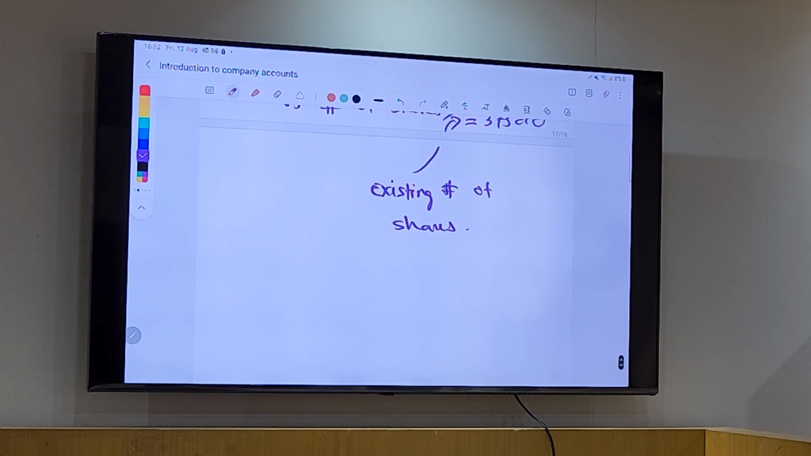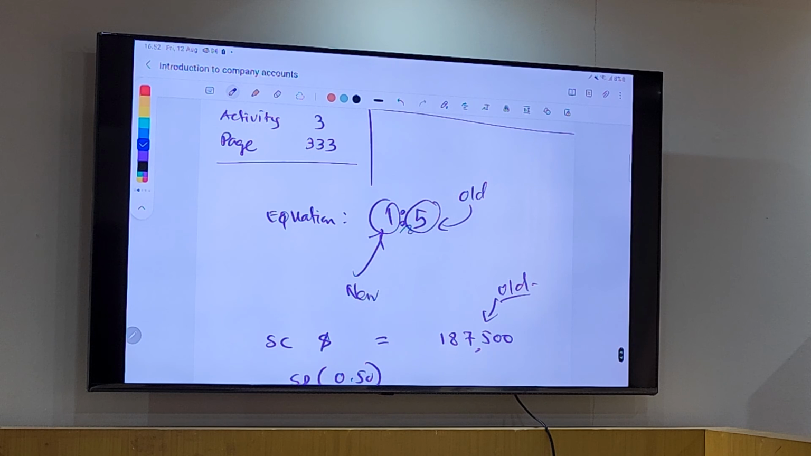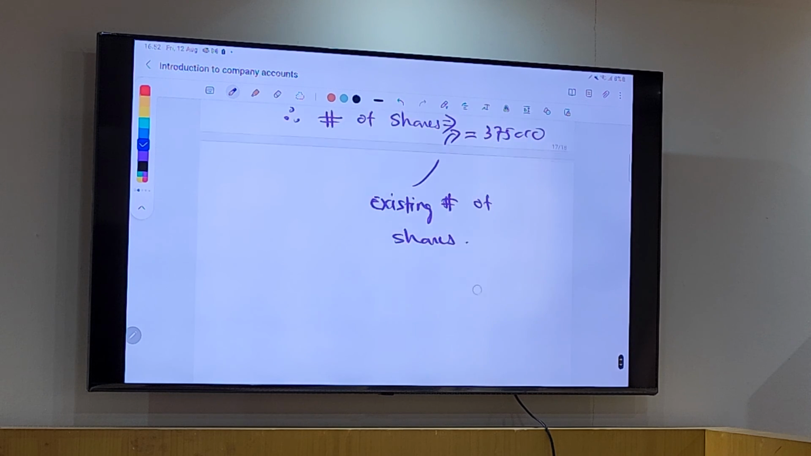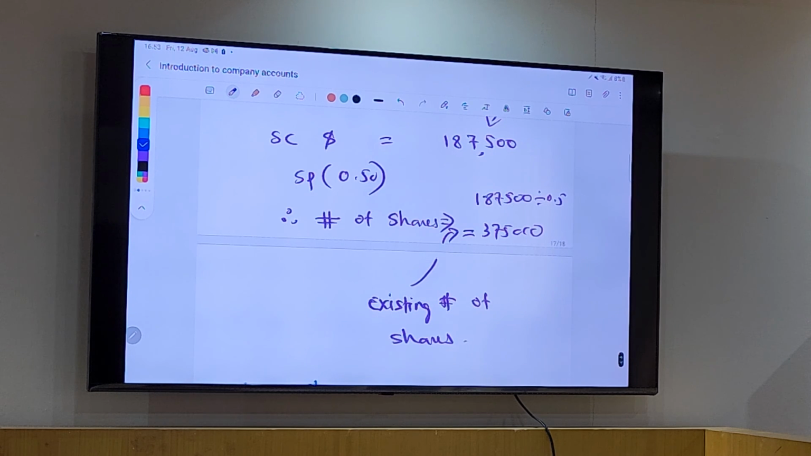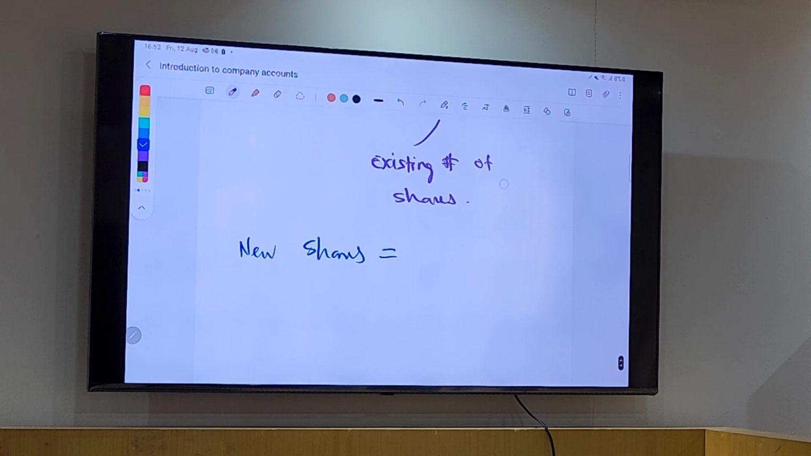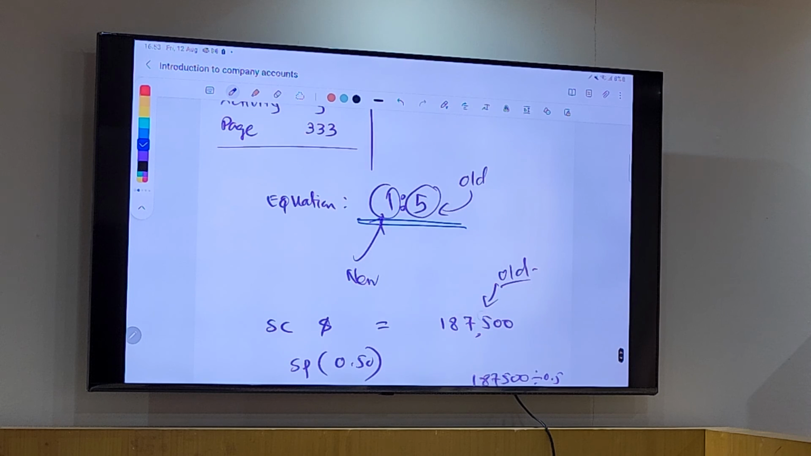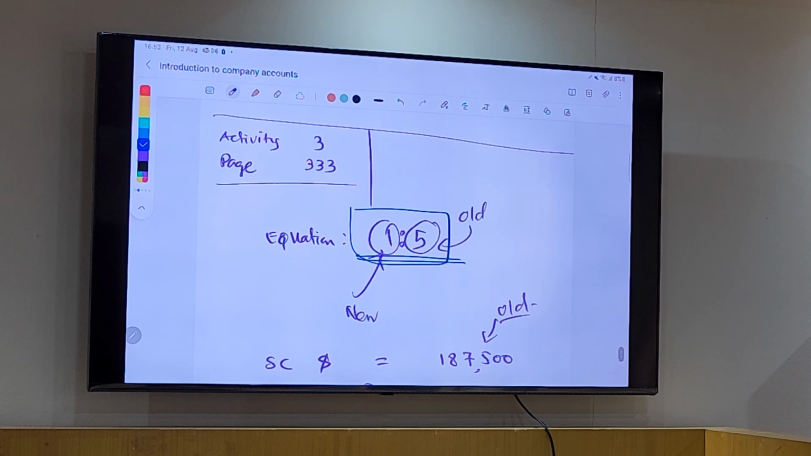Now we know the equation, so we have to calculate how many new shares. What must I do, Yasir? We'll divide this, which number? 375,000 divided by what? Divide by 5. Why 5? Because my equation is like this. Suppose my equation is like this, for example, how will you do it? Divided by 5 into 2.